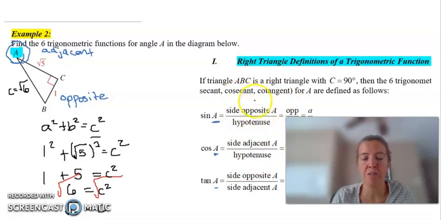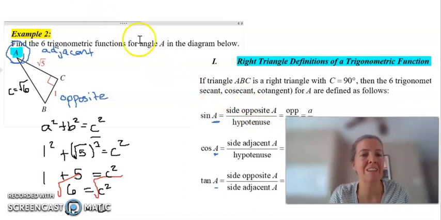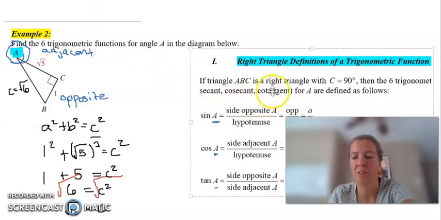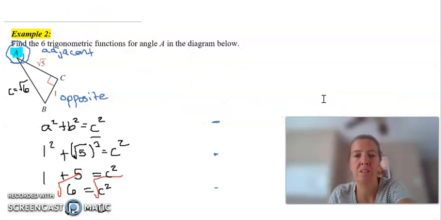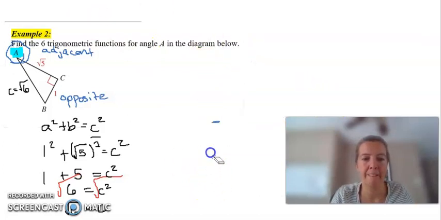I copied it from the notes here, but it's kind of in the way, so I'm going to actually delete that. Oops, I want to make sure I only delete this. Okay. All right, 6 trig functions. I know I talked about during the Zoom session yesterday.